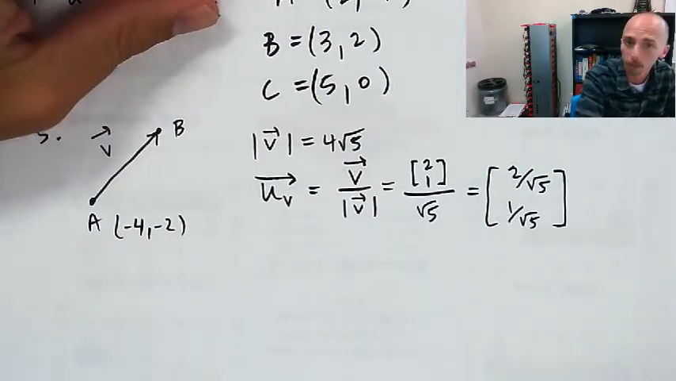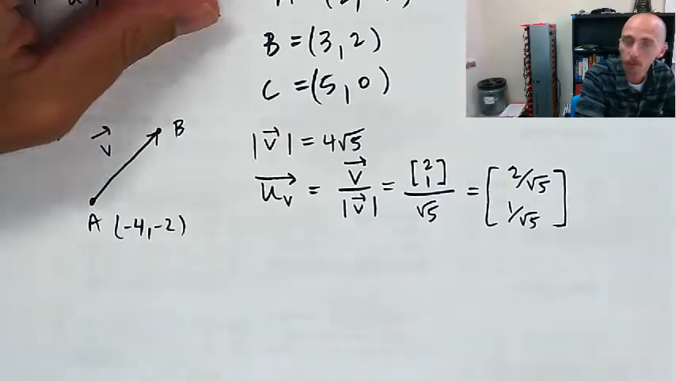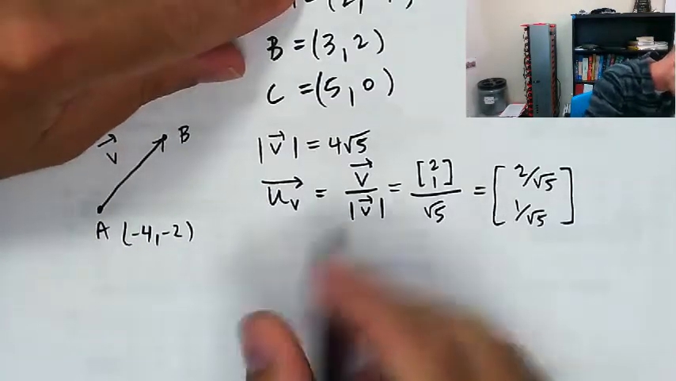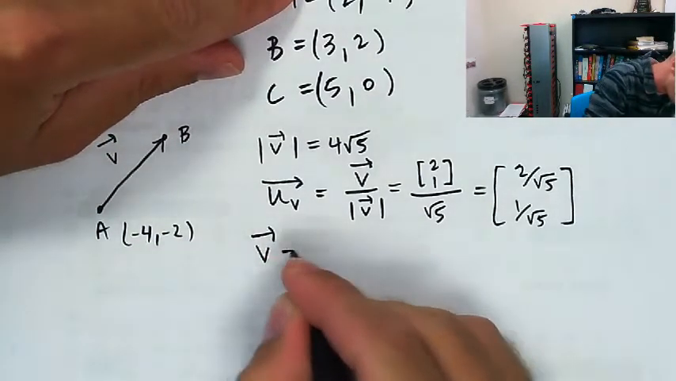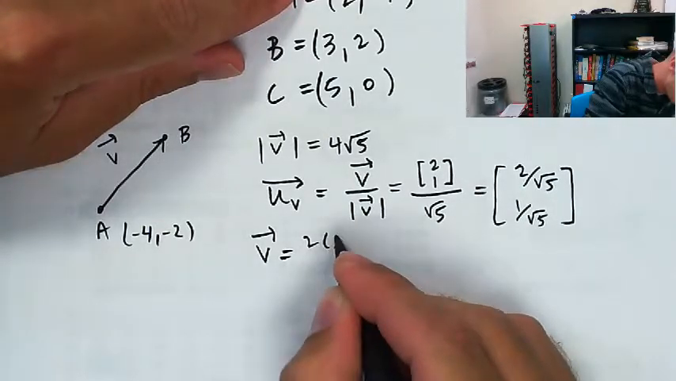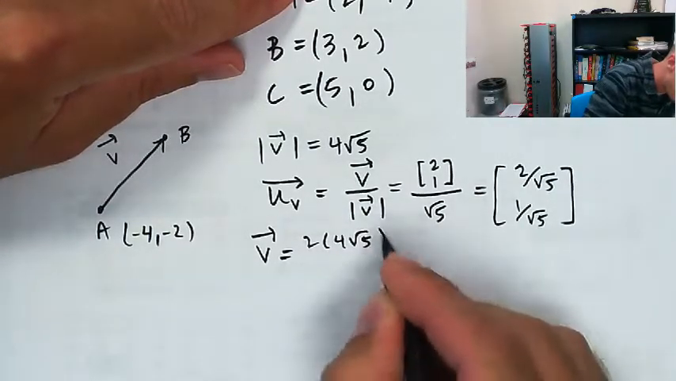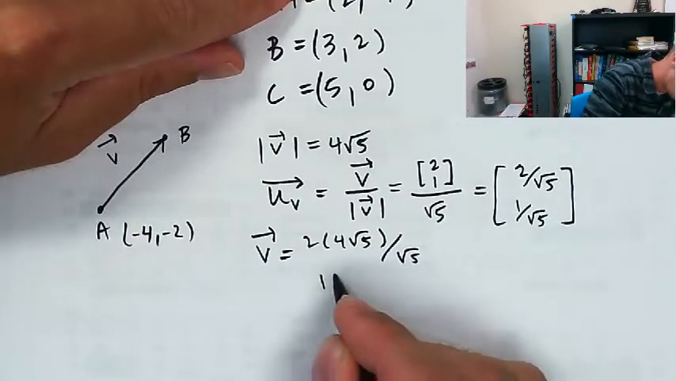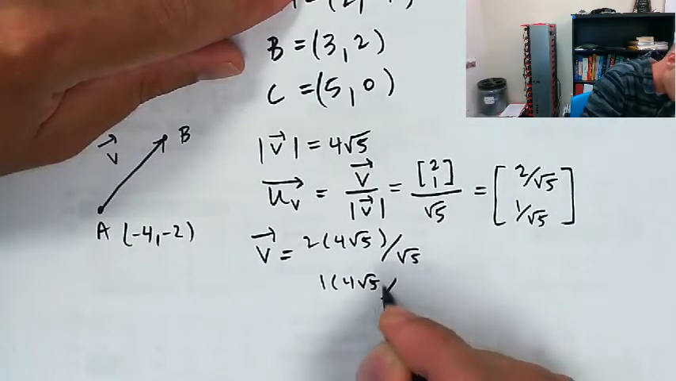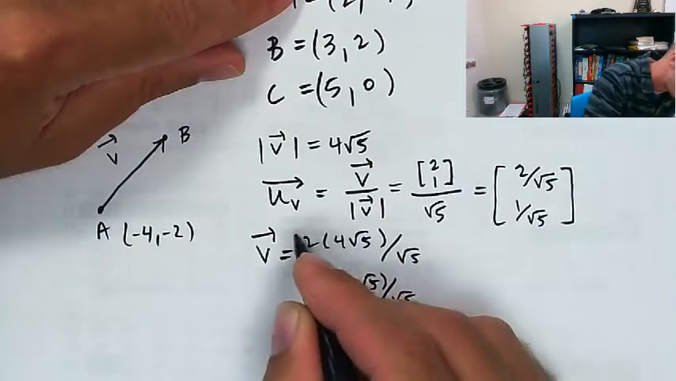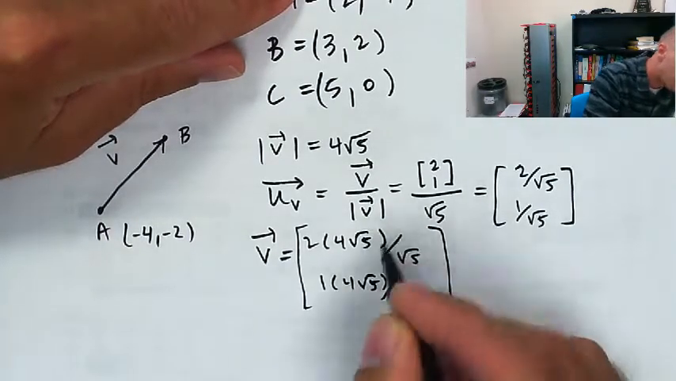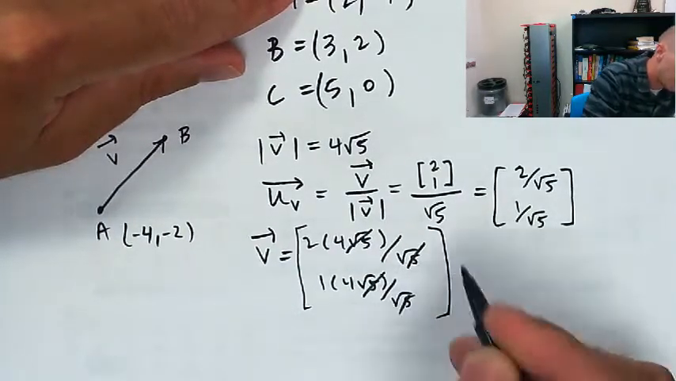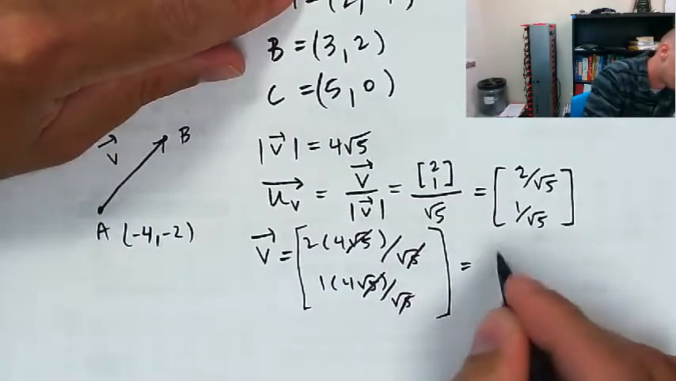Okay, and so I've got the unit vector. If I want to scale it up by 4 root 5, I'm going to multiply both of the components by 4 root 5. All right, so I'm going to say that v is equal to 2 times 4 root 5 divided by square root of 5, and 1 times 4 root 5 divided by square root of 5. Okay, we're going to have this happen, and we're going to have 8, 4.